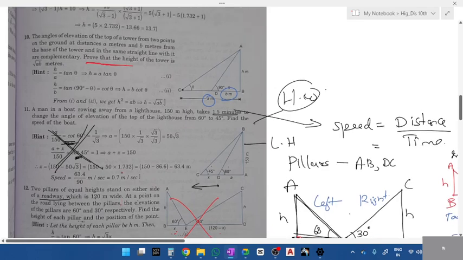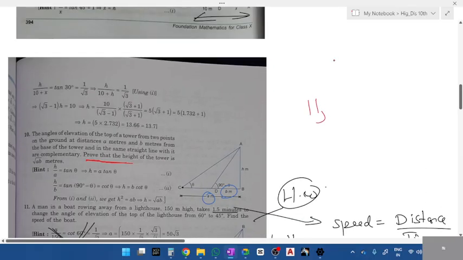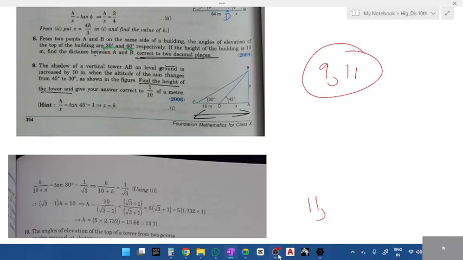Tell me the questions for homework. What are the questions I've given? 11th and... tell me the homework questions, students. 11th and 9th one. 9 and 11. I will make a note of this, all of you. 9th and 11th, just a minute.